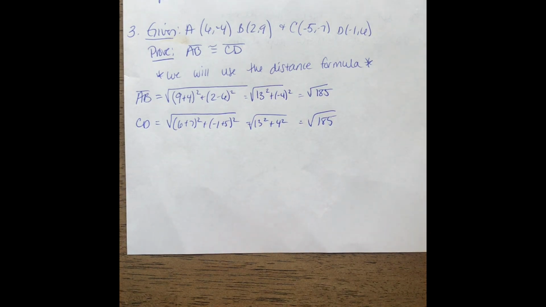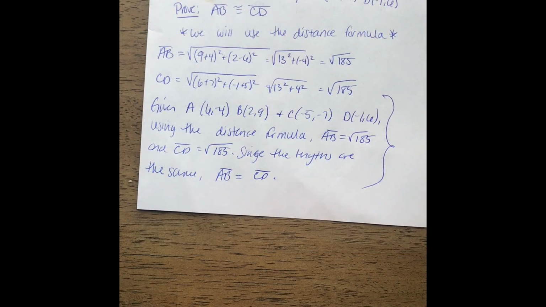So now I'm going to write the proofs using the same general format. Last but not least, our proof. Given the information A, B, C, D, using the distance formula, the distance of AB is the square root of 185 and the distance of CD is the square root of 185. Since the lengths are the same, we can say that they are congruent. Nice job.